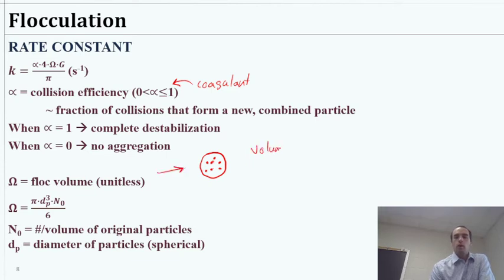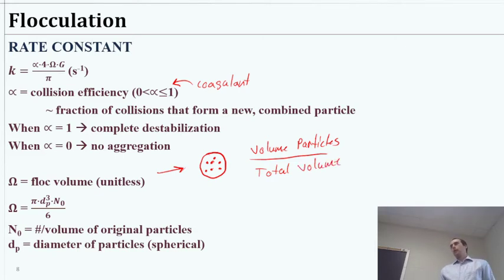volume occupied by particles divided by total volume. So that's why it will become unitless, even though we're calling it flock volume. So this is going to then be a small number. And units have to cancel.